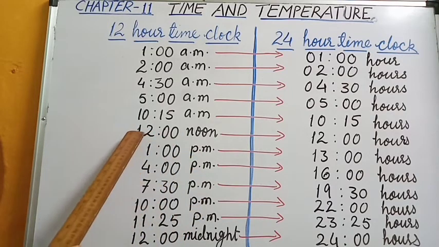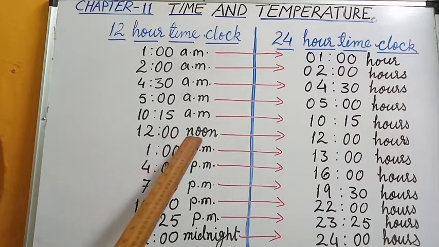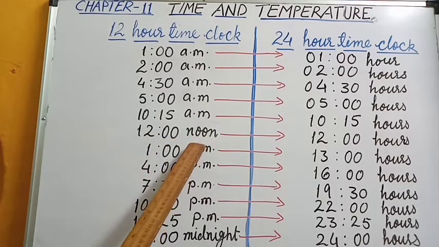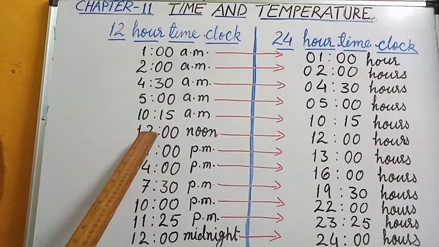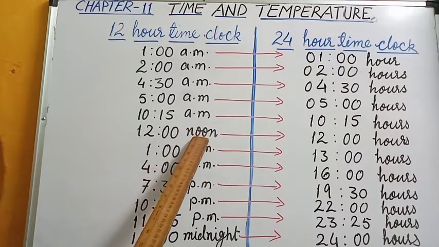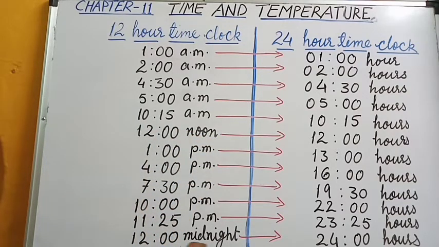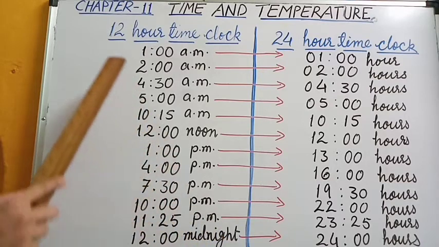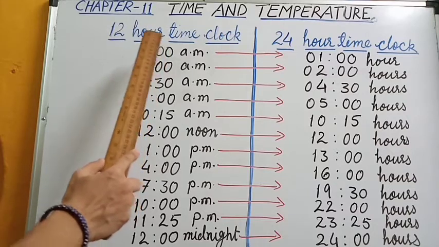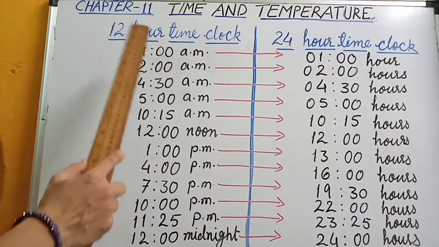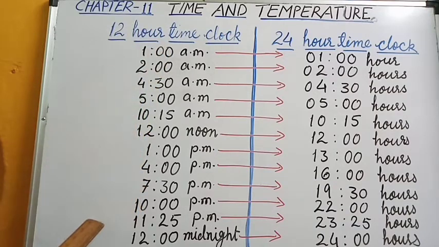When 12 o'clock is at day, it is known as 12 noon, and when 12 o'clock is at night, it is called 12 midnight. We can't use AM and PM with 12. So the analog clock represents only 12 hours. That's why our hour hand has to take 2 rounds to complete 24 hours. That's why we use AM and PM.